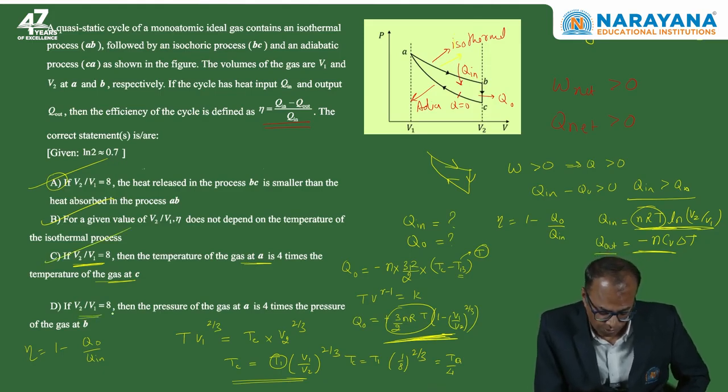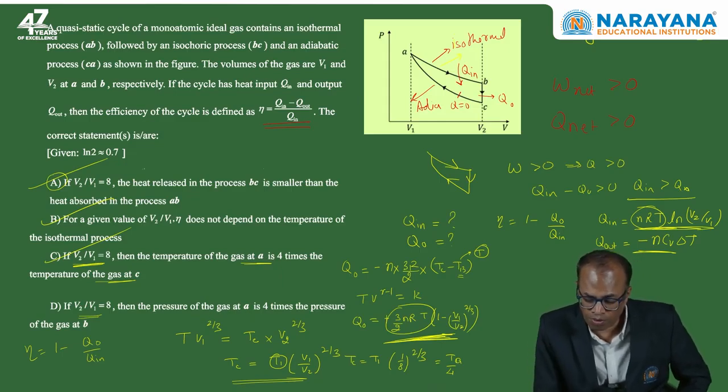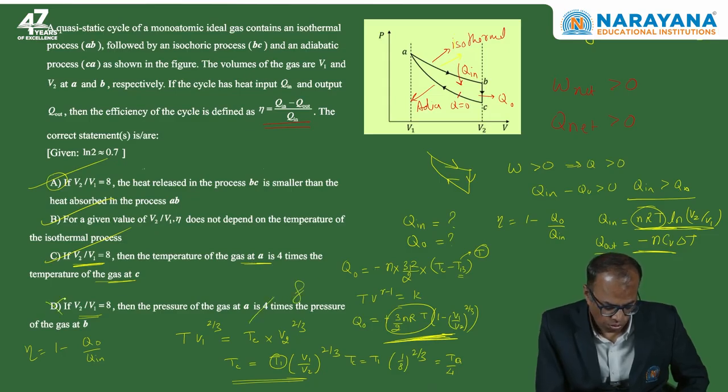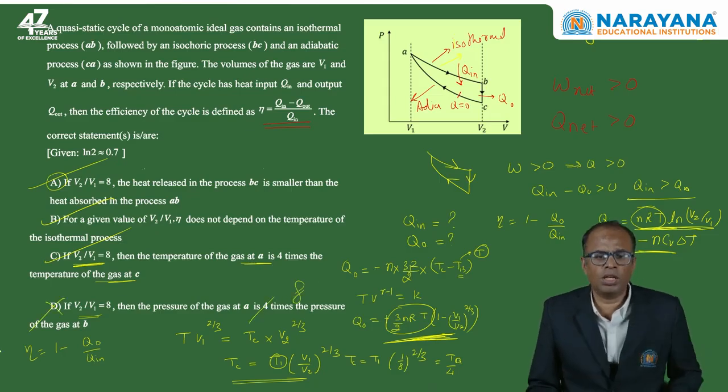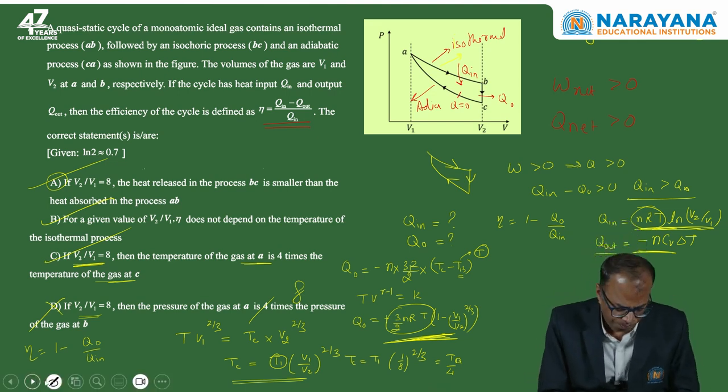And if V2 by V1 is 8, pressure at A is 4 times pressure at B. For A and B, we can have P1 V1 equal to P2 V2. So the pressure ratio must be the inverse ratio of the volume. So it should be a factor of 8, not 2. So D is not correct. So the answer is A, B and C. Good.